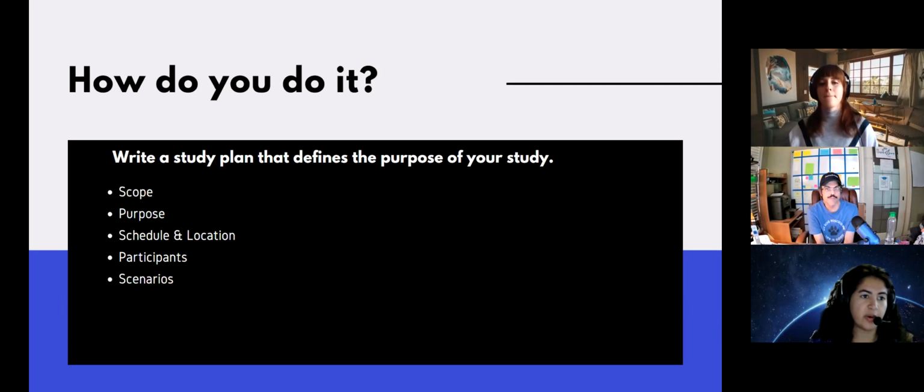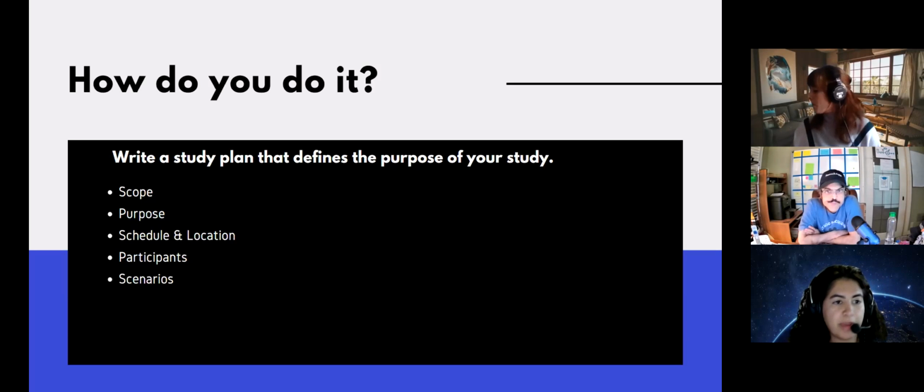Scenarios. This is going to indicate the number and types of tasks included in testing. You may want to also include more in the test plan so that your team can help you choose the appropriate tasks that you want to test users on.